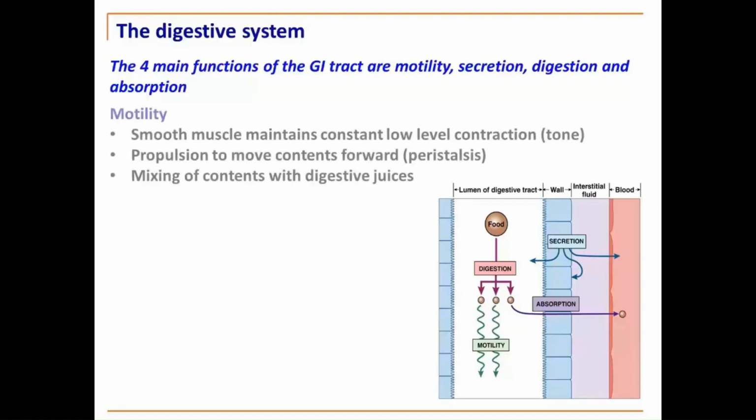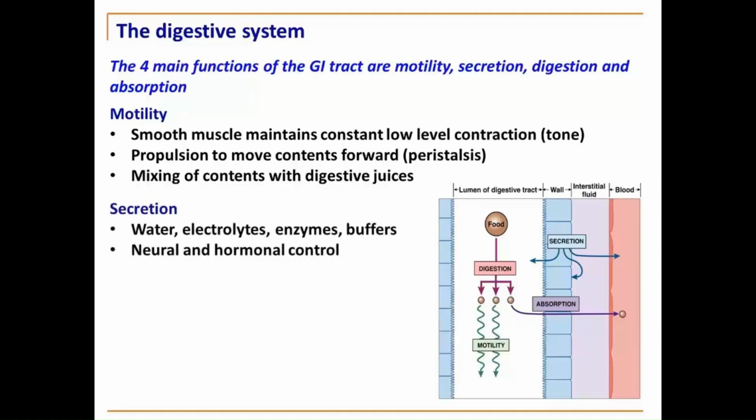So first of all, we'll start with motility. The smooth muscle of our GI tract maintains a constant, steady pressure on the contents of the digestive system. This prevents the walls from becoming permanently stretched following distension. So the smooth muscle is maintaining a constant low-level contraction. Propulsion, so contraction and relaxation, helps to move the contents forward through peristalsis. This is where you're basically getting radial contractions that propel the food along the intestinal tract, and it also helps to aid with the mixing of content with our digestive juices.